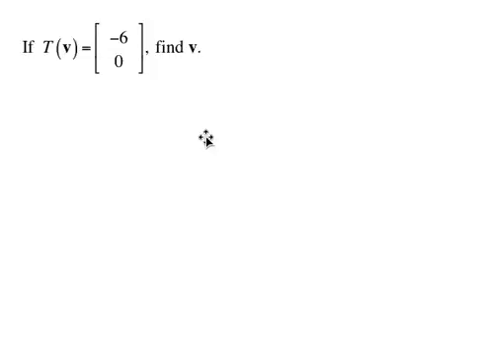If T of v is negative 6, 0, I want to find v. What is v? Well, do we know where negative 6, 0 is? Negative 6 on x, 0 on y. It's this direction. Its length is 6. It's at 180 degrees. The T was a 150 degree rotation. So if I move something 150 degrees and it lands at 180 degrees, it had to start at 30 degrees.